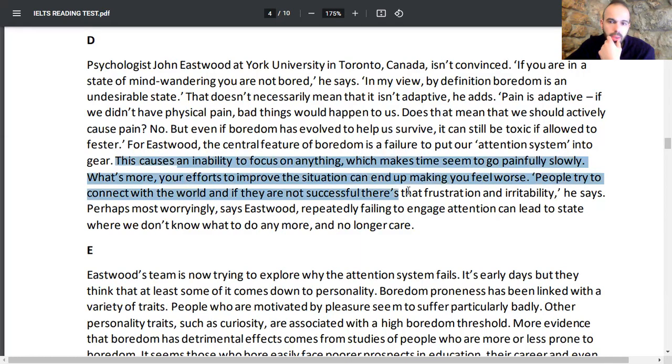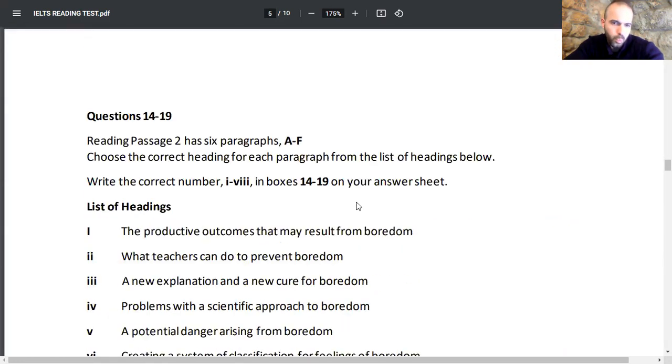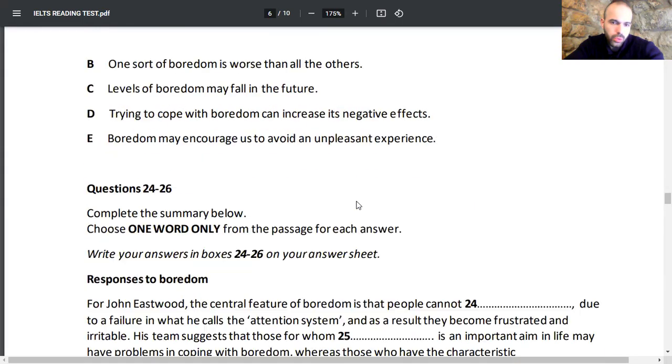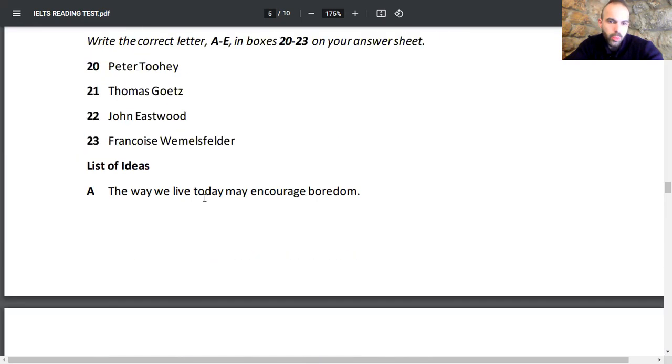So as you can see, we have your efforts to improve the situation means trying to cope with boredom, and making you feel worse means increases negative effects. Amazing. Now let's move to the last one, which is Françoise Wemmelsfelder. So Françoise Wemmelsfelder, let's see which idea matches with Françoise.